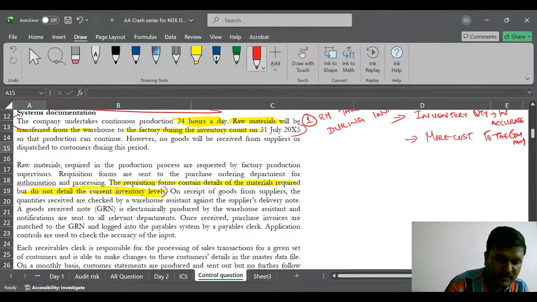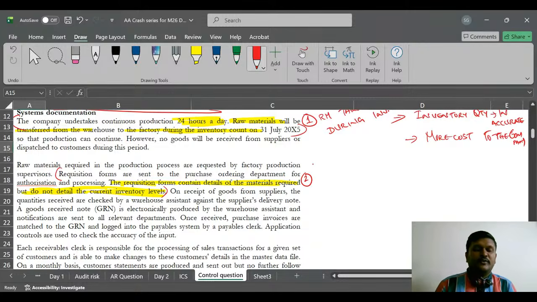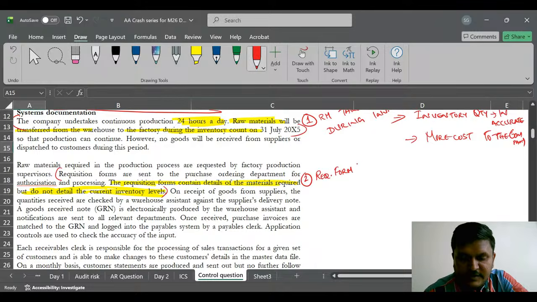Okay, so we can consider from here: requisition forms are sent to the purchasing ordering department for authorization and processing, and the requisition forms contain details of the material required but do not detail the current inventory levels. So we'll consider this as your second control deficiency. Why? The requisition form does not contain the current inventory level.